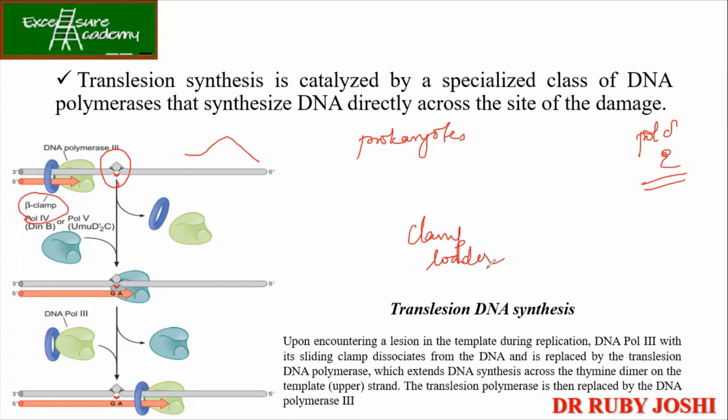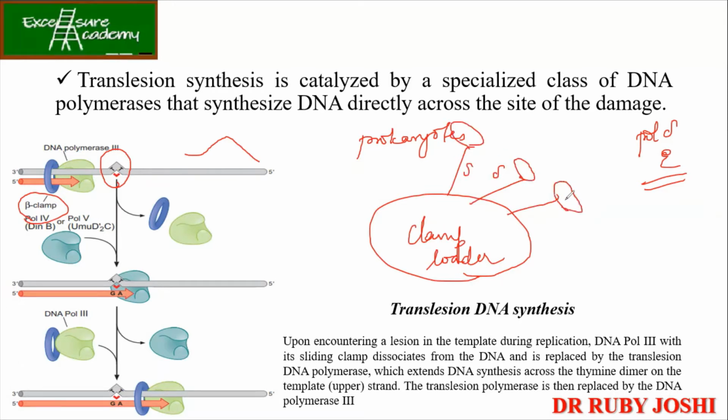If you remember the figure and the video also, the clamp loader was there. It had 3 tau proteins, to which your 3 sliding clamps were there, and your DNA polymerases were there. So 2 for the lagging strand and 1 for the leading strand. Are you able to recollect from the previous lectures?